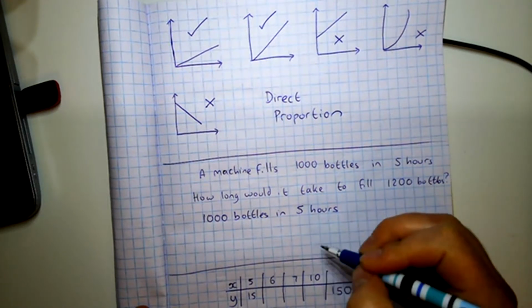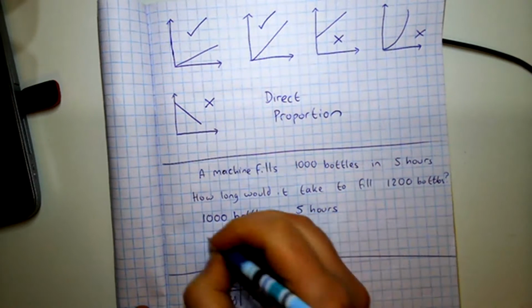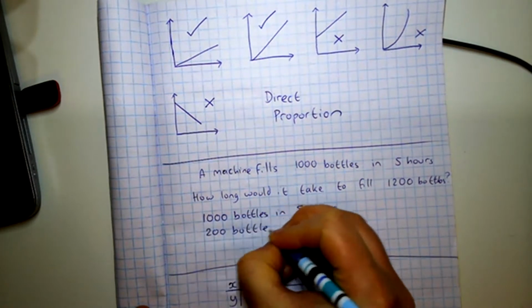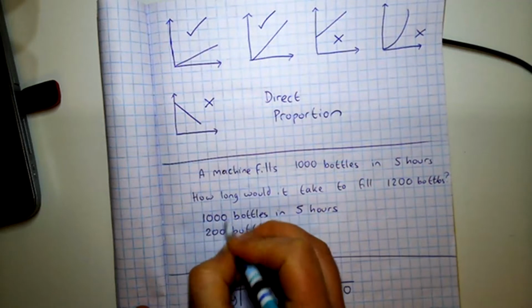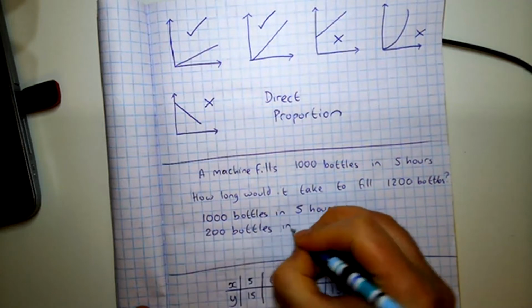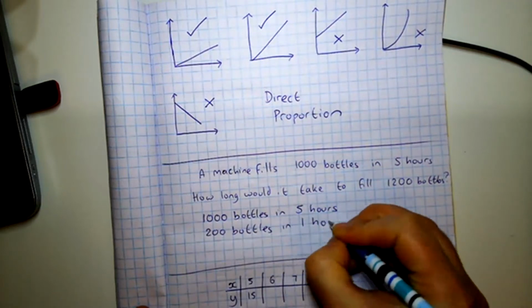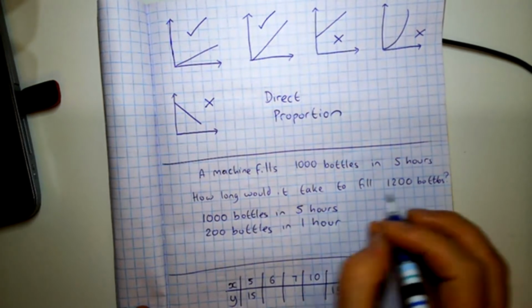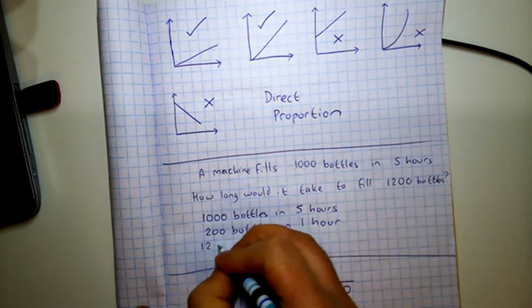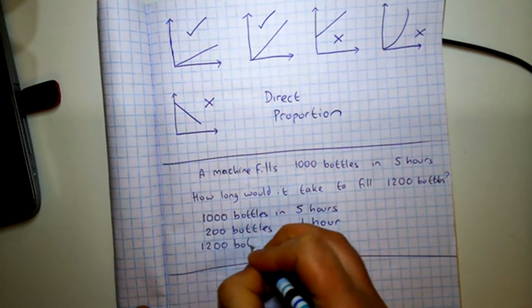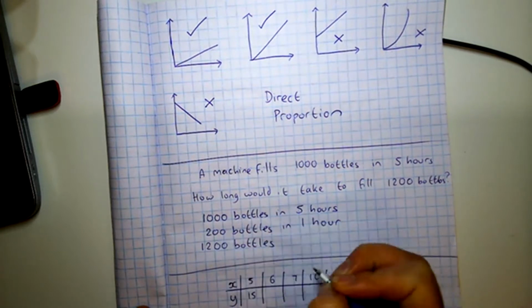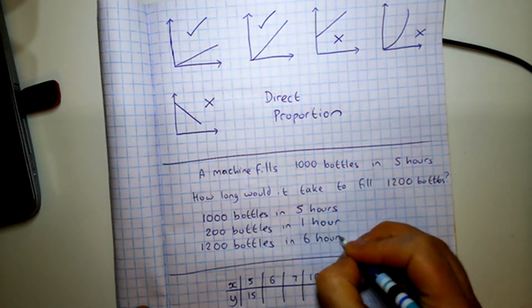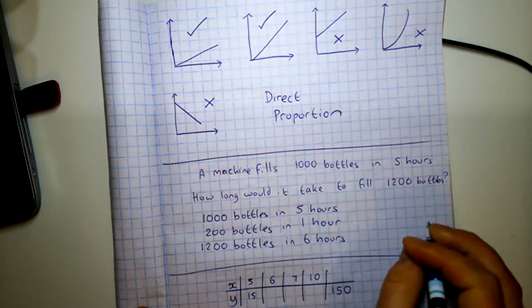So I can't go directly there. But if I go down to 200 bottles, that will require dividing by 5. I can divide this by 5. And then to get up to 1,200, I've got to multiply by 6. So 1,200 bottles in 6 hours. So that's one way of doing it in sentences.